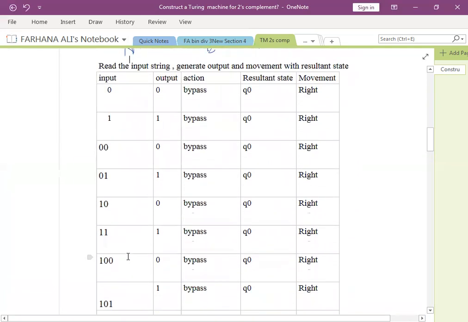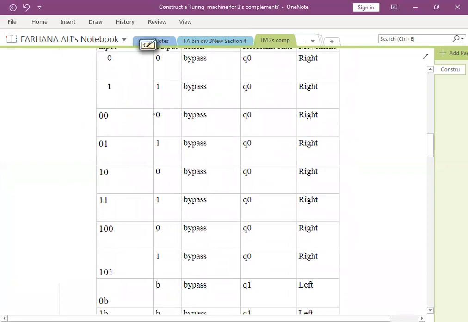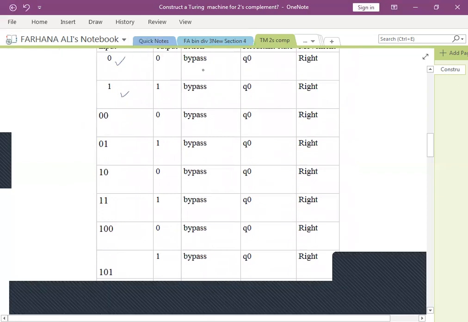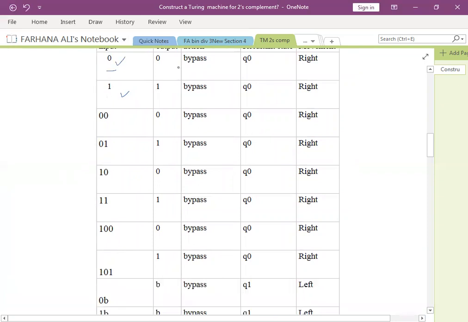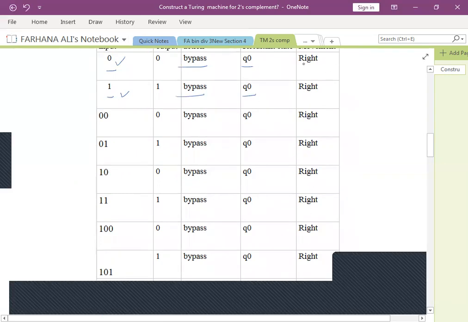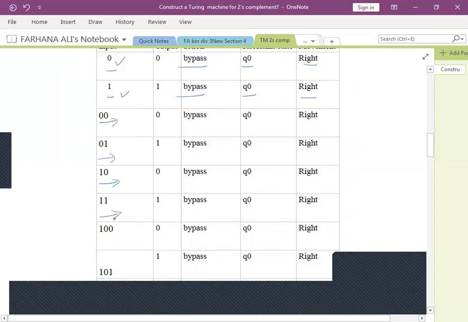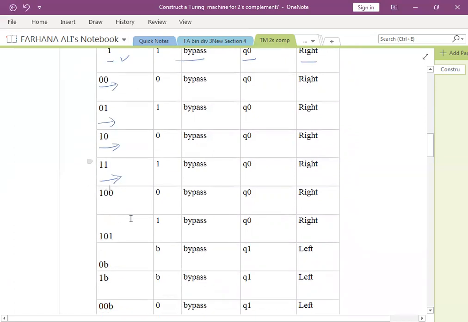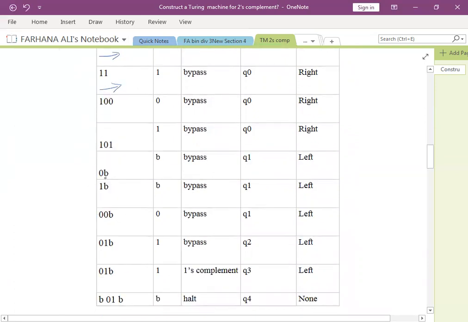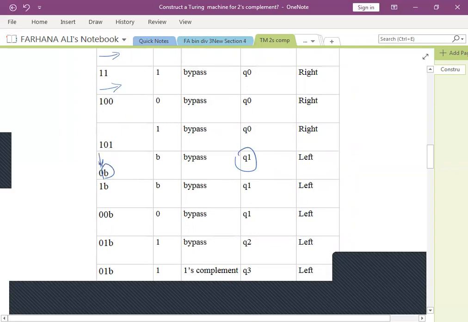Okay, so here we are taking the inputs, whether your string is starting with 0 or starting with 1, we will bypass all the string and your resultant state will be Q0 and the movement towards the right hand side. So here the string is starting with 0, we will bypass all the input symbols. If your string is starting with 1, again we are bypassing all the input symbols till we get the blank symbol. After getting the blank symbol, your resultant state will be Q1 and we are moving towards the left hand side.